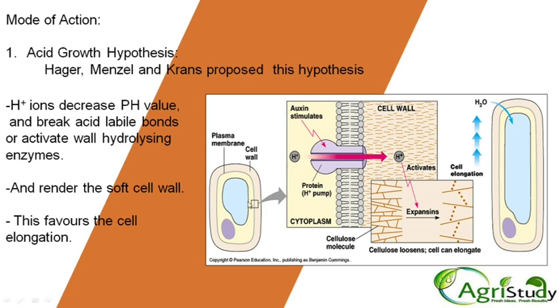In this image, this is what they have shown here. Auxin stimulates pumping of H plus ions to the cell wall, where it converts into an acid condition that leads to the break of the cell wall and leads to the cell expansion.